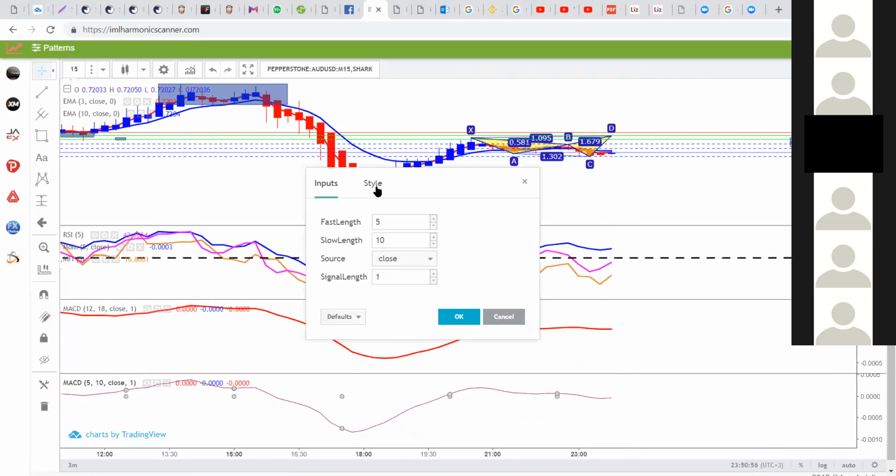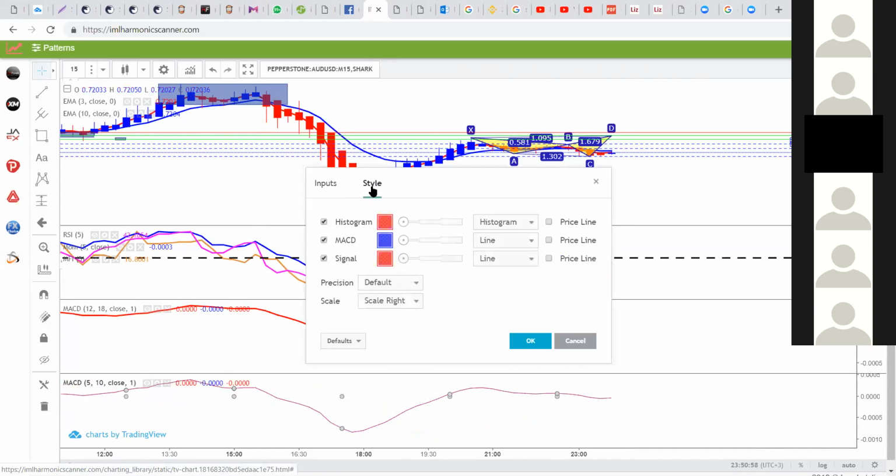All right. So I'm going to go to style now. My histogram here will remain checked. My Instagram color, I will make it black. All right. I'm going to thicken it and I'm going to check price line. Are we getting that? That's for Instagram.